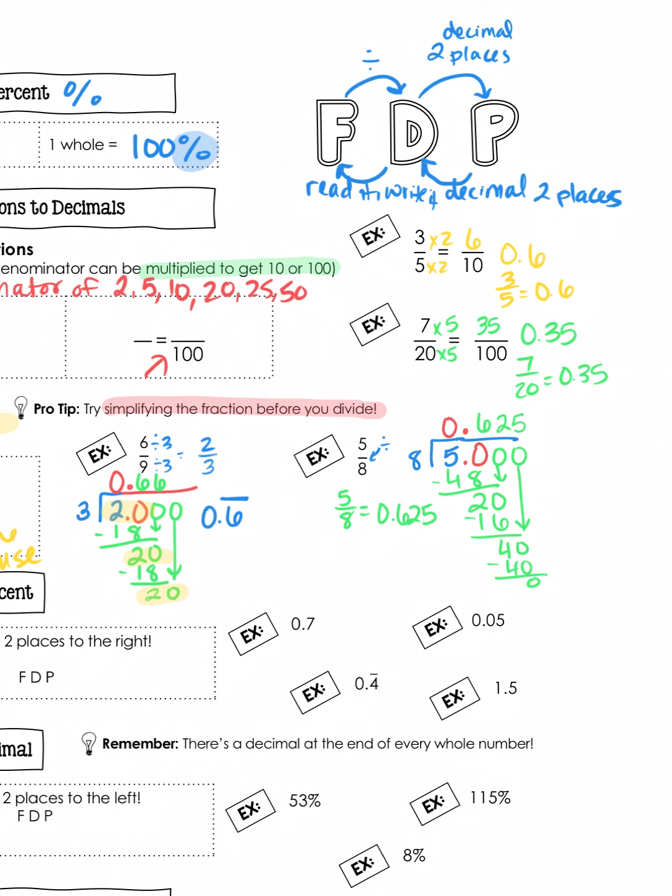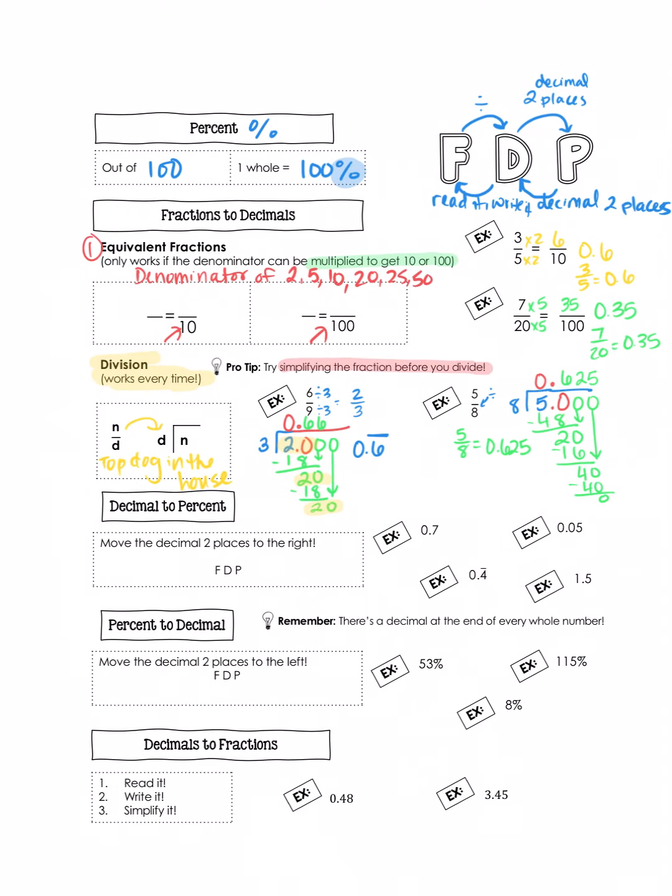Now, to go from a decimal to a percent, I'm going from decimal to percent, so I'm going to the right, D to P. So I'm going to take the decimal and move it 2 places to the right. Essentially, you're multiplying by 100. So I have 0.7. I move the decimal 1, 2, so I have to add a 0 to hold its place. So 0.7 is equal to 70%. Those are equivalent. It's just expressed in a different way.